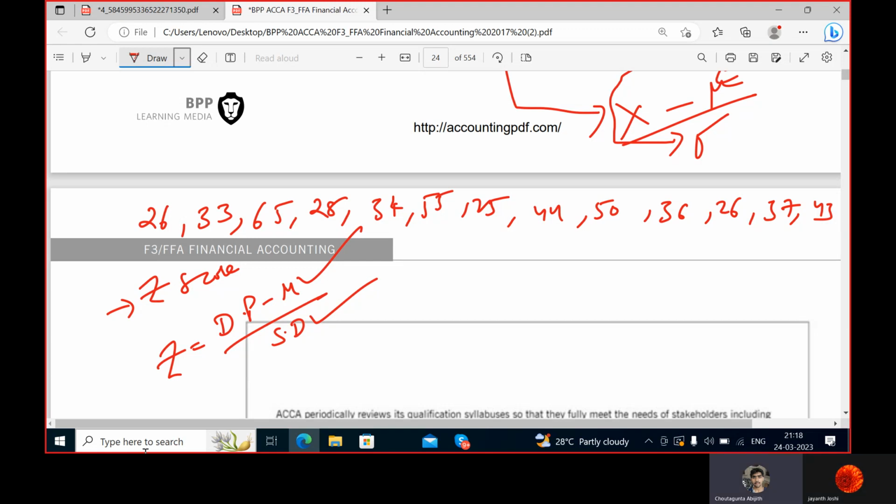For which value do you want the Z score? Hello. For which value do you want the Z score? You need to give me a data point. No? See, first you find out the mean and standard deviation. I'll tell you what to do. This is the data in front of you. This is the entire data.